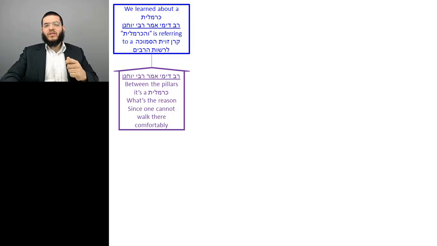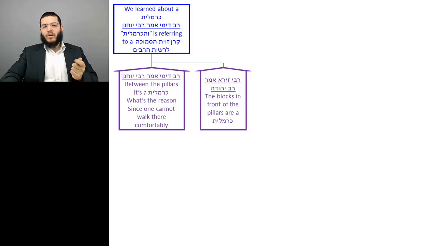The Gemara now goes on and presents another teaching related to this, and that is a teaching from Rabbi Zera Amar Rav Yehuda, that the blocks in front of the pillars are a Carmelist. So he teaches not about the area between the pillars, but rather the blocks where the merchants sat. He says those blocks are a Carmelist. So if somebody placed something on the block, he placed something on a Carmelist.